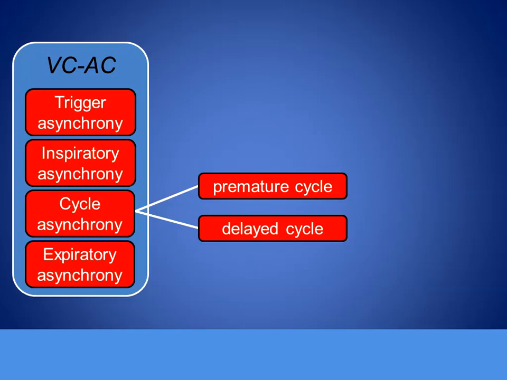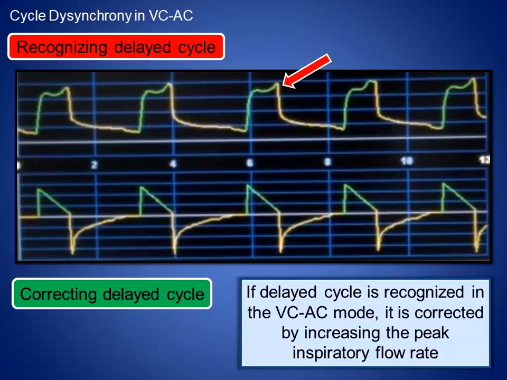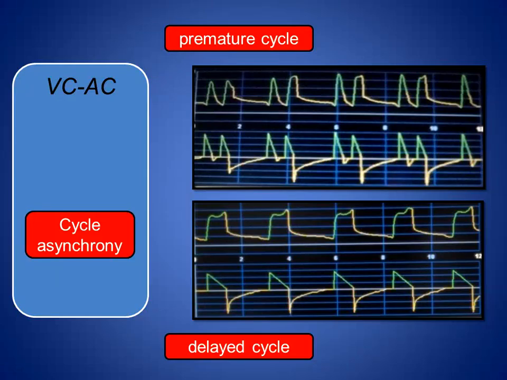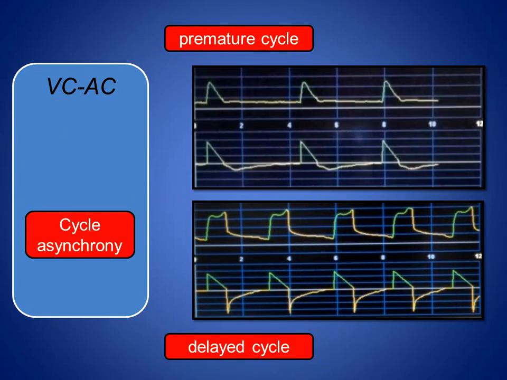So cycle asynchrony, I'm going to click through here really quick just to our summary slide, because I'm probably going to have to cut this off here. Your premature cycle, what you have pictured here is a severe, and there's your moderate, and here is your mild cycle asynchrony.